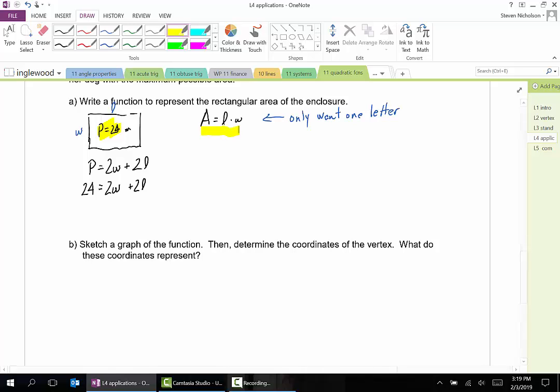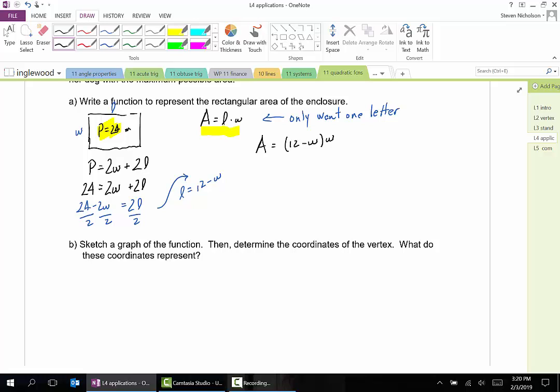So I'm going to choose to get rid of L. In choosing to get rid of L, I'm going to subtract 2W from both sides, and I'm going to divide everything by 2. And when I do that, I get L is equal to 12 minus W. And what I can then do is substitute that into my area formula, and that would be a function that would figure out the area of any rectangle given this story.